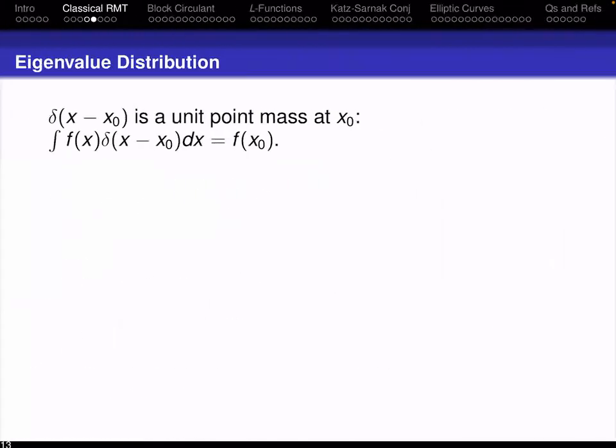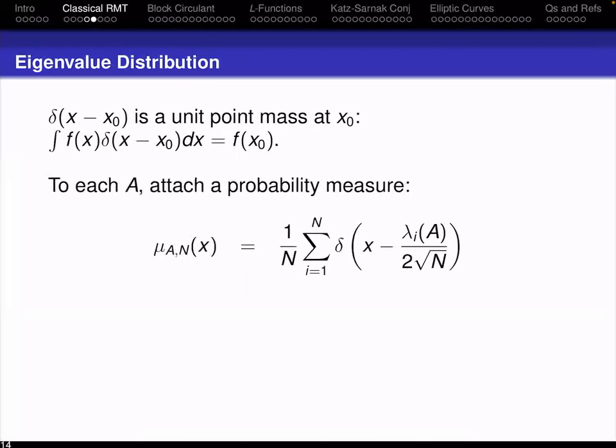And then what we'll do is take delta to be the Dirac delta functional. If you want, this is the limit of our approximation to the identities. All the mass is concentrated at the point x naught, and so if we integrate f against delta, it just returns the value of f at x naught. And so if I want to understand my matrix, I put a mass of size 1 over n at each of the normalized eigenvalues. And when I'm trying to normalize the eigenvalues, I'm dividing by 2 square roots of n.